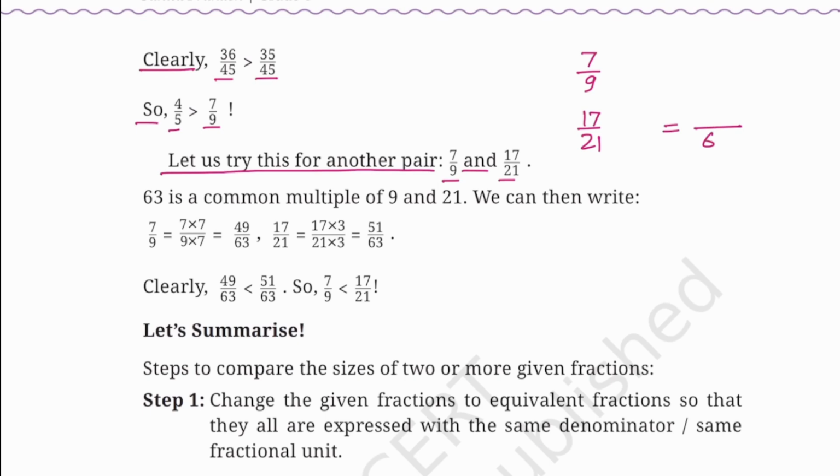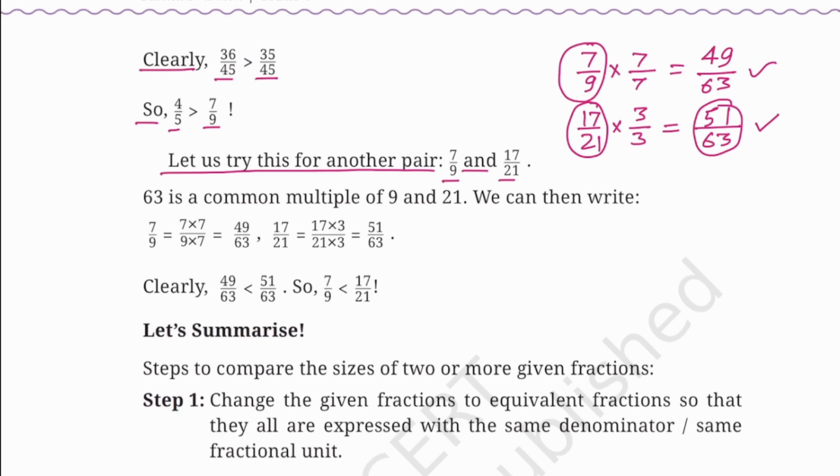If you make the denominator 63, by multiplying 7 upon 9 by 7 upon 7 and 17 upon 21 by 3 upon 3, you can compare the numerator. The fractions become 49 upon 63 and 51 upon 63. You can see this is more. So you can say 17 upon 21 is larger than 7 upon 9.